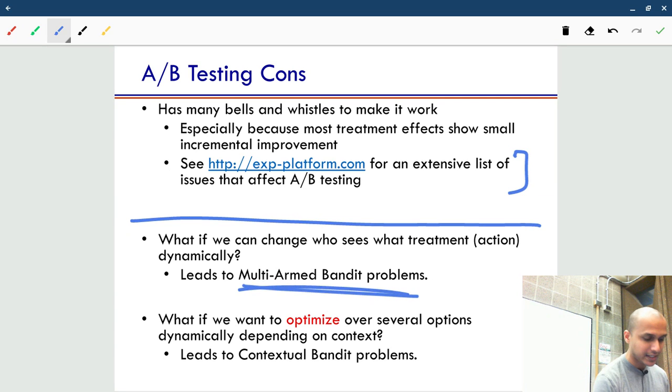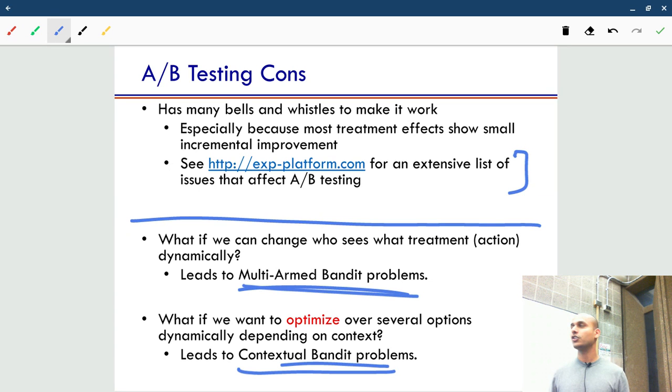And so that's going to lead us to what are called multi-armed bandit problems and contextual versions of it where there are going to be features present. So in the A/B testing problem, we said, okay, there are two actions, A and B. We're going to randomly expose them to users. We're not going to look at the user's features, okay?